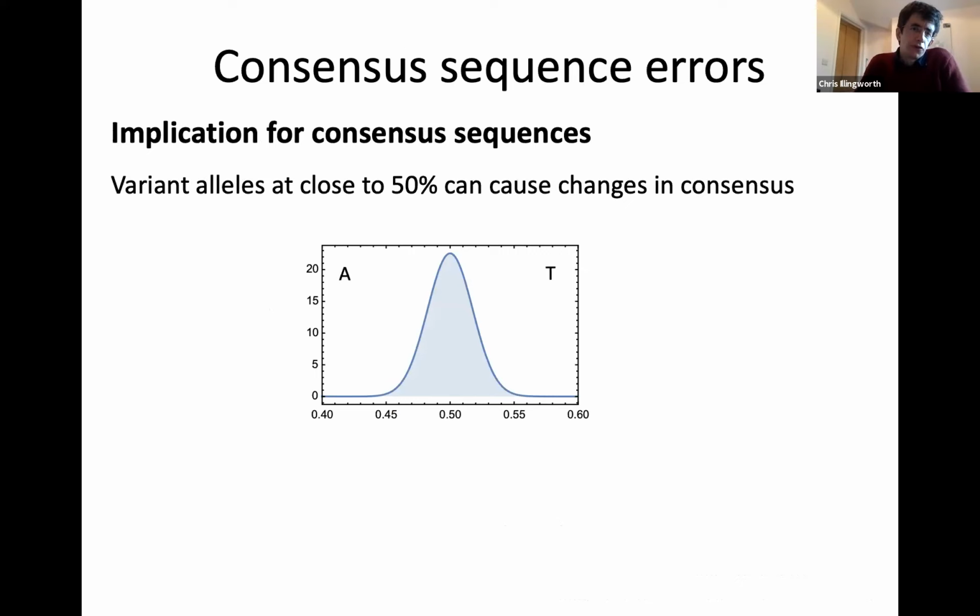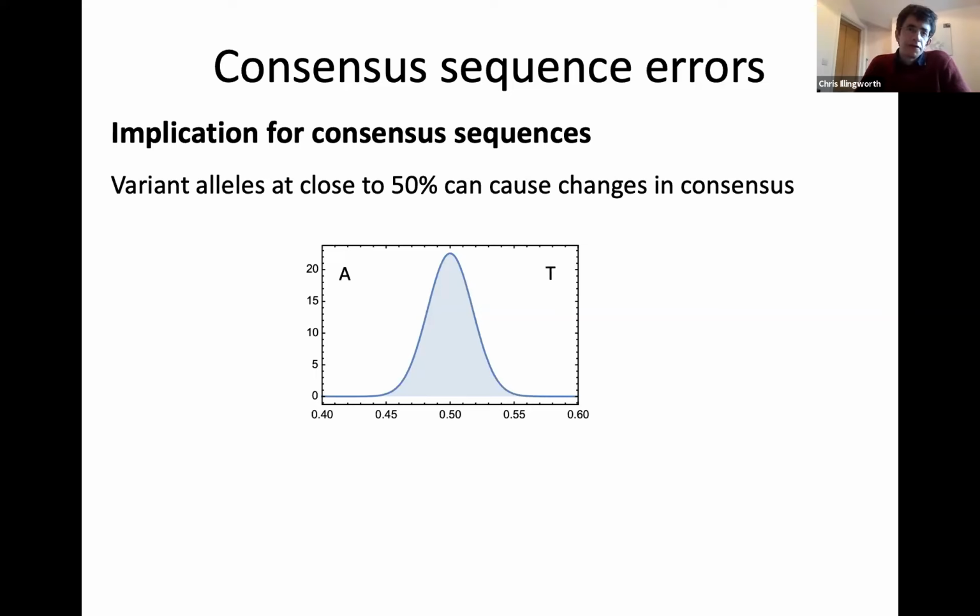And I was thinking, well, this also has an implication for a consensus genome, because if you have some imaginary viral population, and there's a variant that's genuinely close to 50%, with some uncertainty in that, then there's some stochastic change between being one or the other when you call the consensus, whether it's either side of 50% frequency.